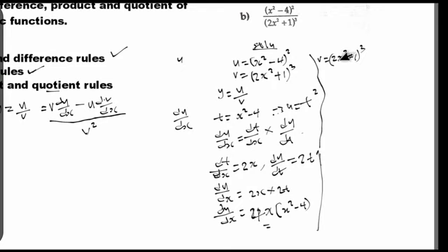Okay, let me use another number. Let's say it represents as b. So let's say this one represents as b. So your b is equal to 2s squared plus 1. Now our v becomes b to the power of 3.